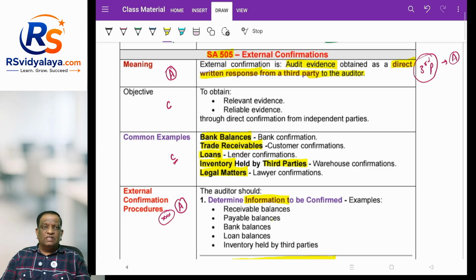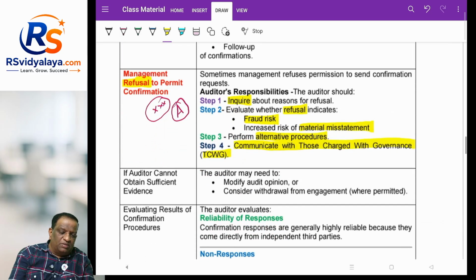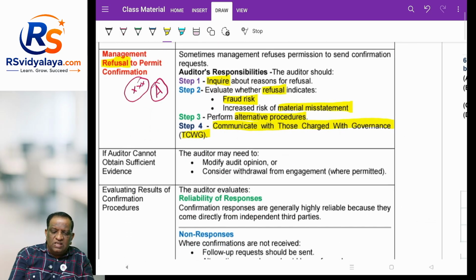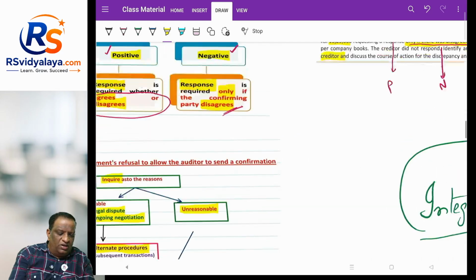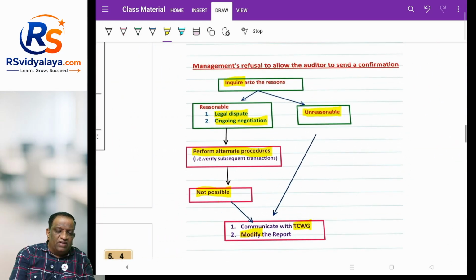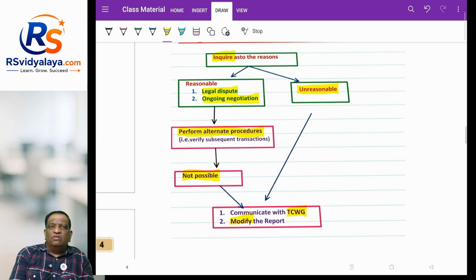ICI is strict on this. They say that obtain the management's authorization. But what if the management is not giving permission? So if the management is not giving permission, then inquire for the reasons. That is what we have learned through a chart over here. Inquire for the reasons.